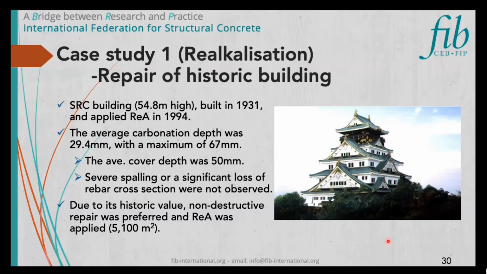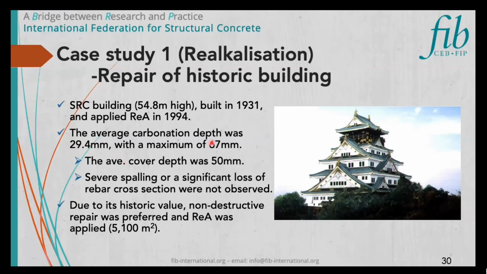Actually, it is not a castle during the Shogun era, as we have not invented reinforced concrete at the time. The original one burned out by fire, and it was rebuilt in 1931 with reinforced concrete. But it's still important and has historic value. So non-disruptive repair was preferred and realkalization was applied to the entire castle.